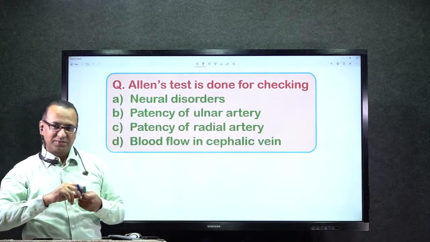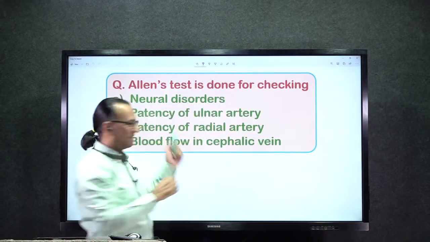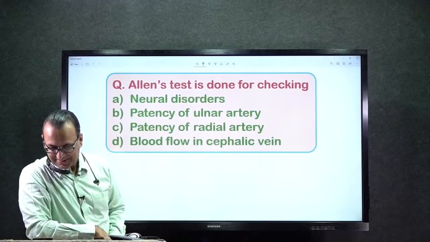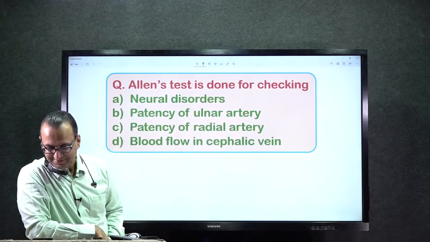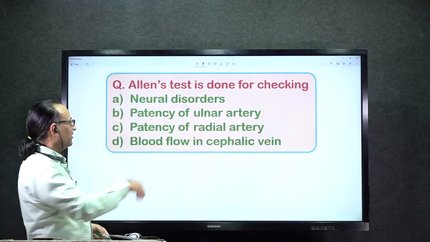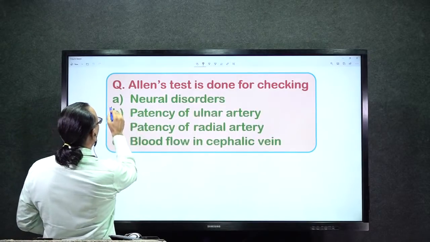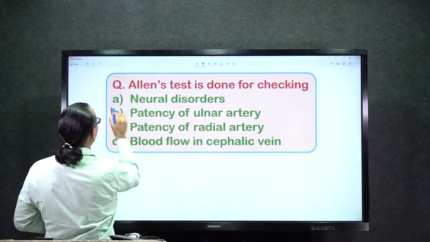Allen test is done for... very good. You already have answered. So, right, patency of the ulnar artery, got it.